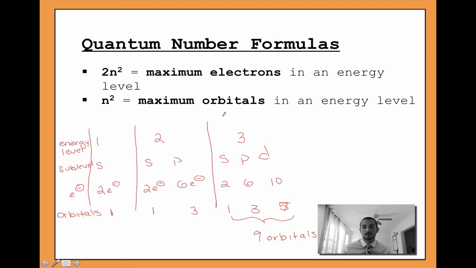So I hope that this helped you in understanding the difference between energy levels, sublevels, orbitals, and spin. And hopefully you now have a better conceptual understanding of how quantum numbers work in determining the location of an electron.